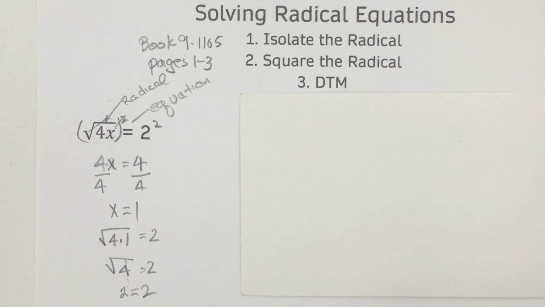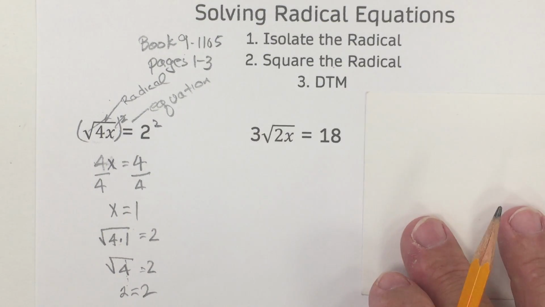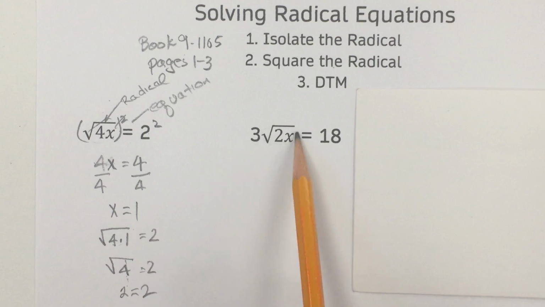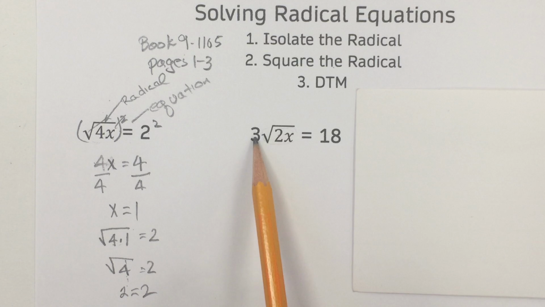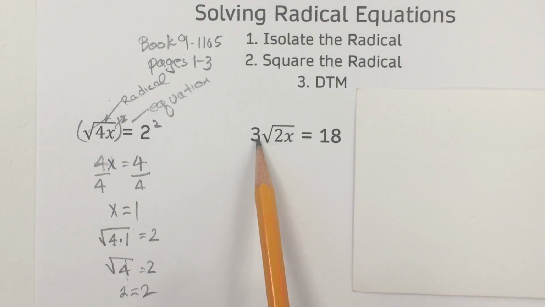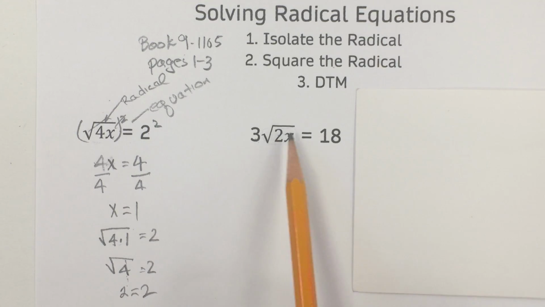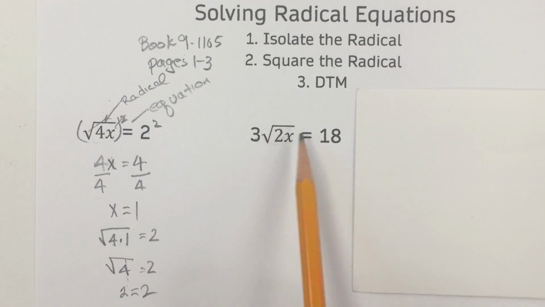Okay, so let's look at another one. All right, we're going to add a little bit more to it. All right, so we have our second one here. We have our radical, but the 3 is multiplying by the radical, or 3 times the radical is 18. So we have to get rid of this 3. This is a number. We don't know what number it is because there's an x there. It's a radical. So 3 times a number equals 18.